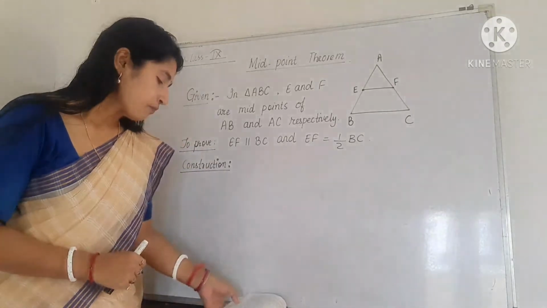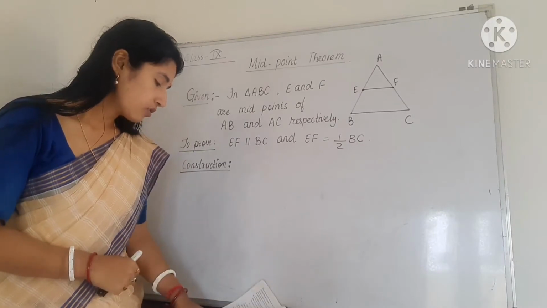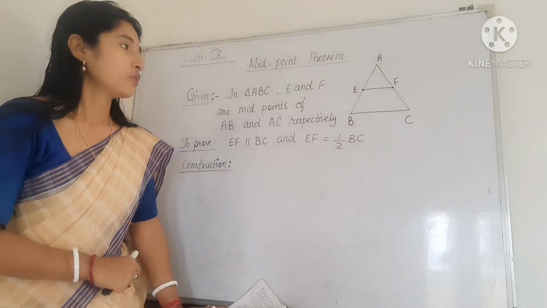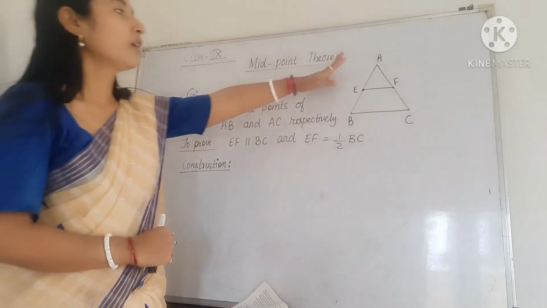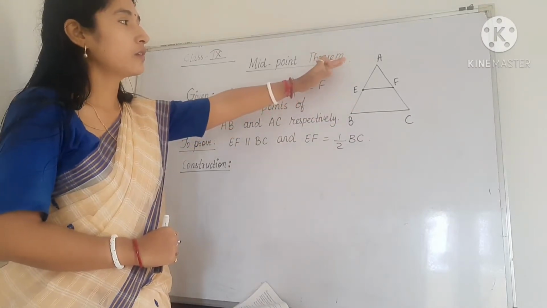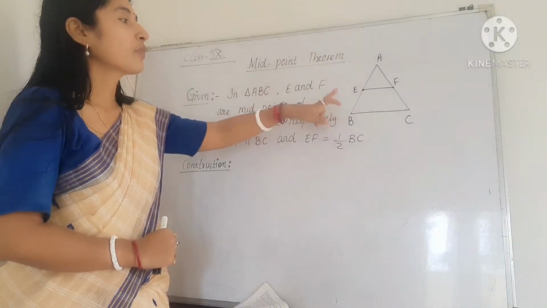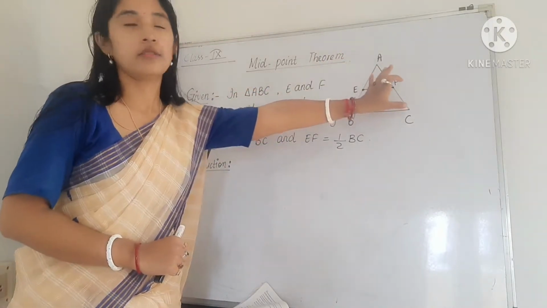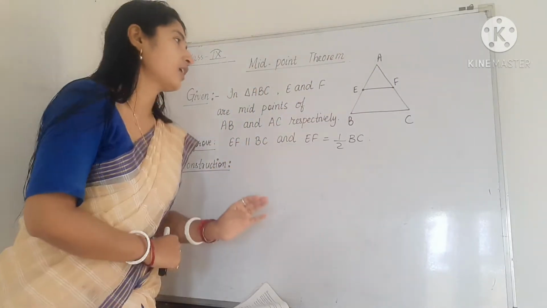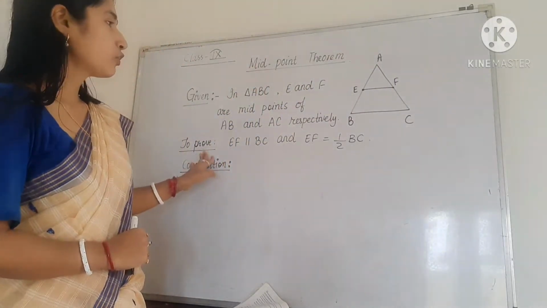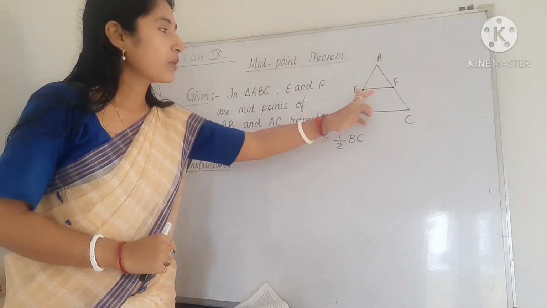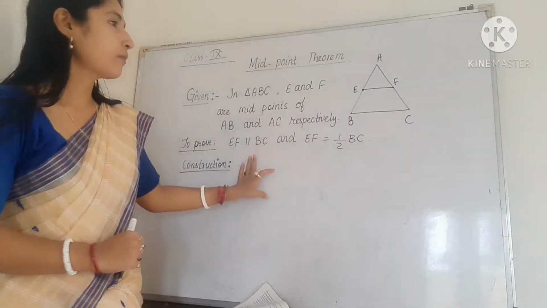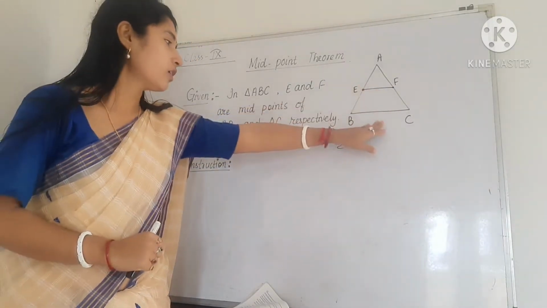The statement is: the line segment joining the midpoints of two sides of a triangle is parallel to the third side. Okay, so here is a triangle. I have named the triangle ABC, where E and F are the midpoints of AB and AC respectively. Okay, so this is the given condition, and what we have to prove? We have to prove that the line segment joining the midpoints, that means EF, will be parallel to BC.